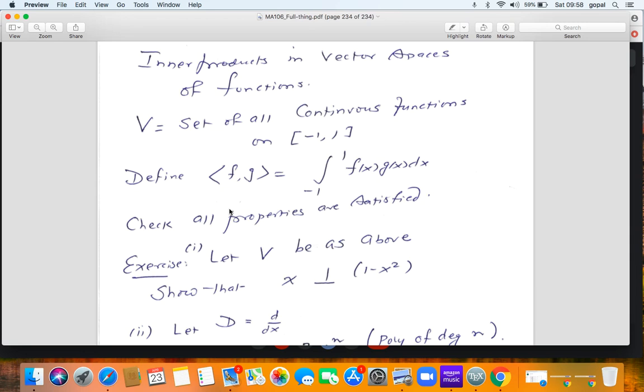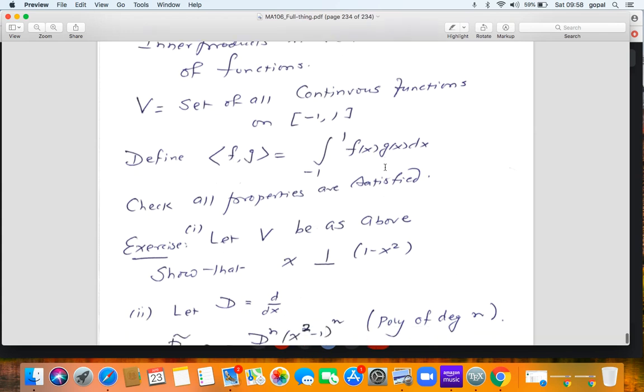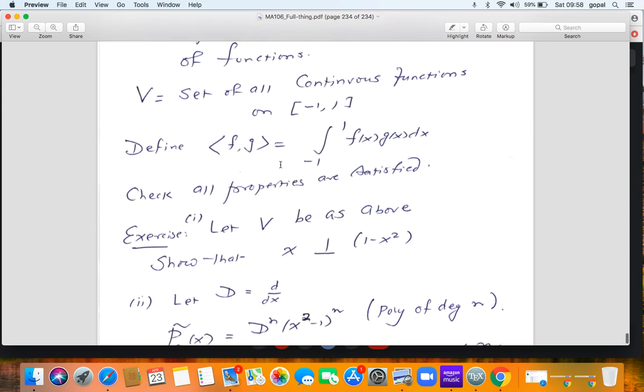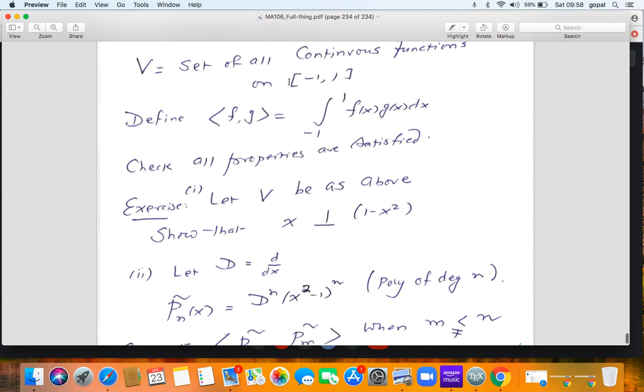If I take f1 plus f2 and then comma g and inner product, it will be the integral of (f1 plus f2) into g. So the integral is additive. So integral f1(x) g(x) dx plus integral f2(x) g(x) dx. And so that will be ⟨f1, g⟩ plus ⟨f2, g⟩, etc. Symmetry is obvious. So all the properties, positive definiteness you have to check. Please check positive definiteness. So, for example, if I describe orthogonality in this way, check that x and 1 minus x squared are orthogonal with respect to this inner product.